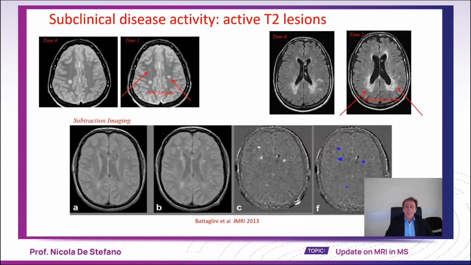It's something that makes our life a little bit easier in terms of looking at new lesions, and especially enlarging lesions. But of course, this can be done by eye as well, and it is definitely important in order to assess subclinical disease activity, which is important, as you know, in diagnosis and prognosis, but also, of course, in monitoring during treatment.